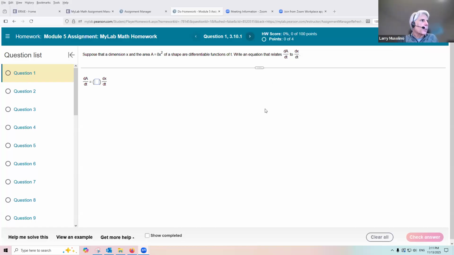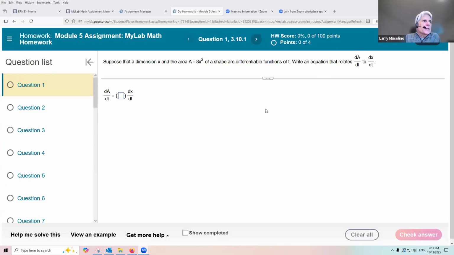So I'm here looking at number 1, and it says, suppose that a dimension x and the area of this figure are differentiable functions of t. Write an equation that relates dA/dt to dx/dt. So imagine x is some dimension that's changing over time. Well, if x changes over time, the area of this shape will change over time. And so they're asking us to come up with an expression here for dA/dt.